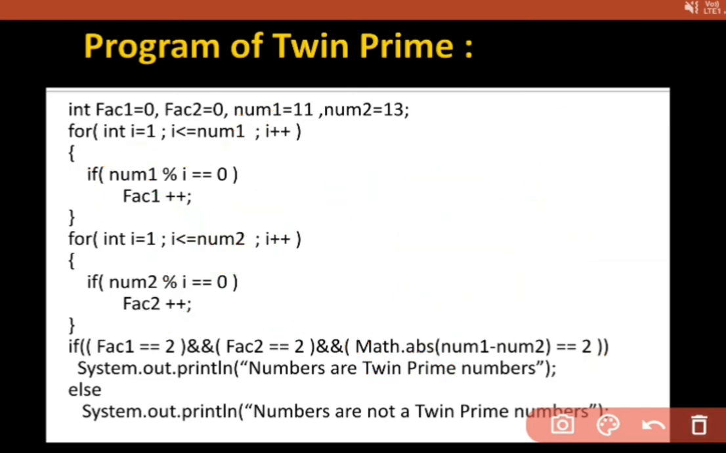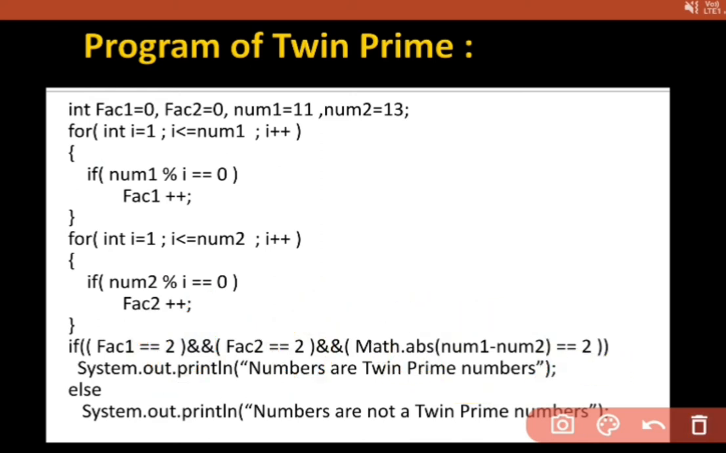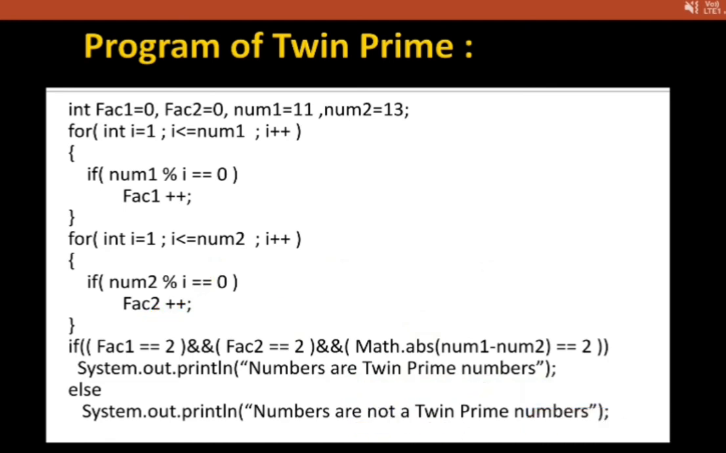What do I have to check? Both should be prime, meaning 2 factors, and both should have a difference, the absolute difference, that is 2. If they have all 3 conditions together, then they are said to be twin prime numbers. Otherwise, not. Now proceeding further.